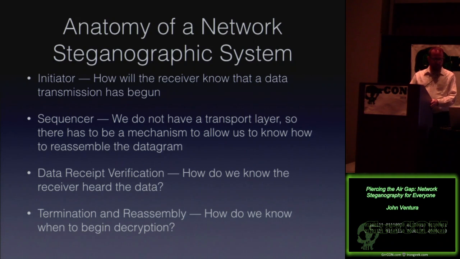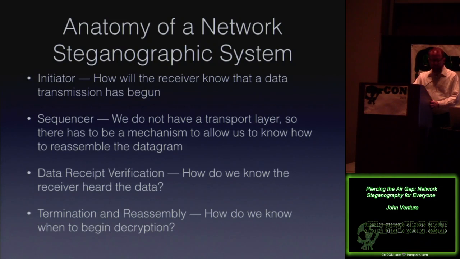The next part of it is data receipt verification. And in short, the question you're answering there is, how do we know that our data actually got through? The reason that I even bring this up at all is because once you lose that layer 4 of the protocol, man, you get a lot of problems. TCP does a lot of really nice work for you. And unfortunately, if you're doing a steganographic system, you've given all that up, and you really do have to reinvent the wheel a bit.